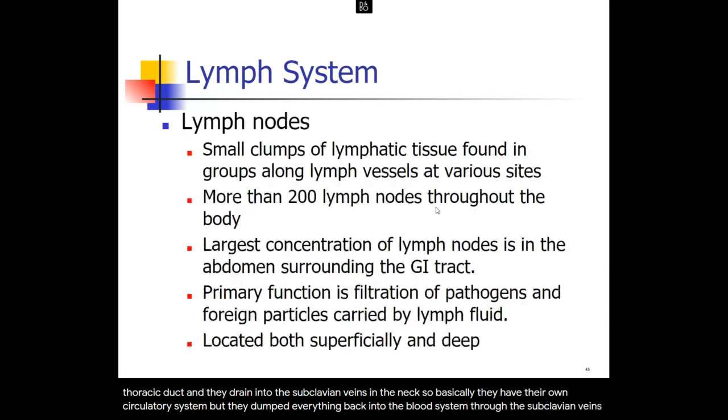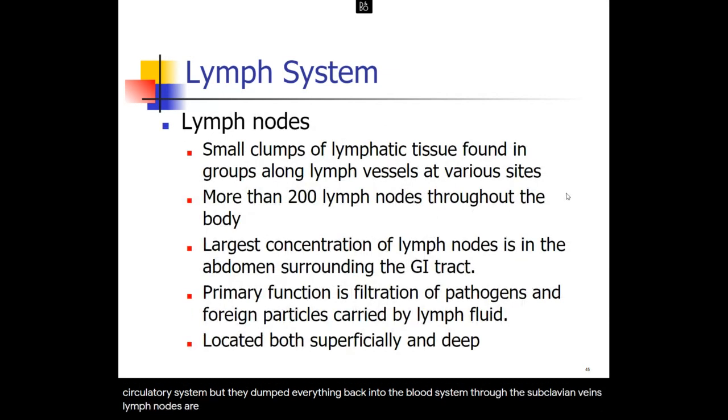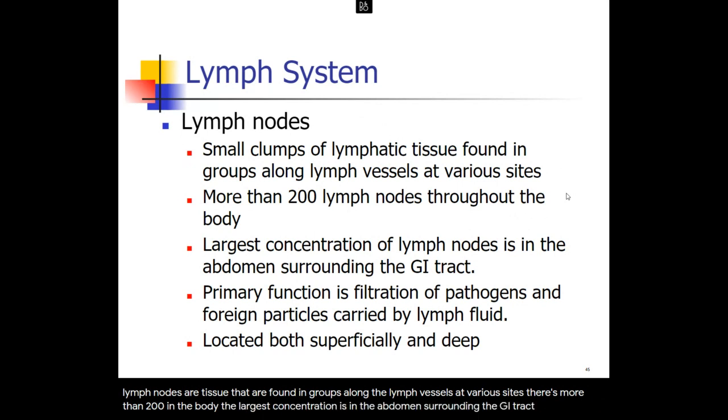Lymph nodes are tissue that are found in groups along the lymph vessels at various sites. There's more than 200 in the body. The largest concentration is in the abdomen surrounding the GI tract, and the primary function is to filter out pathogens and foreign particles carried by lymph fluid.